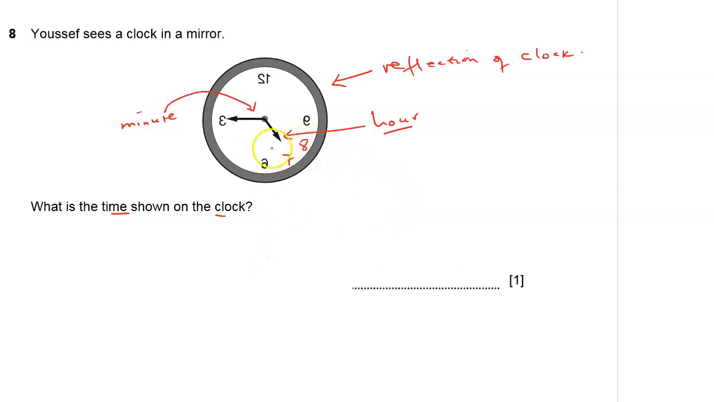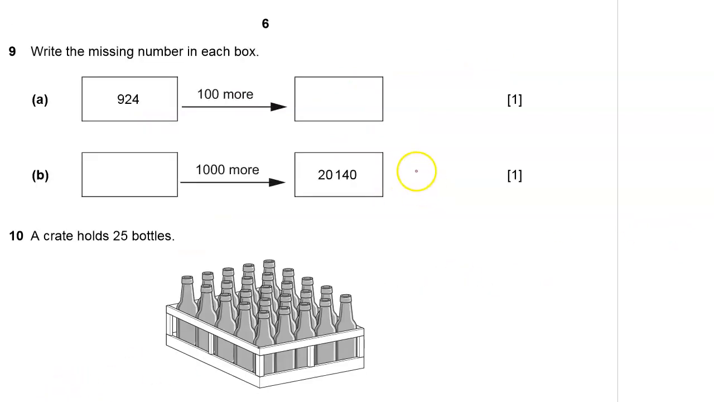So the time should be 7, whether AM or PM. Then the minutes, when the minute hand is on the 3, is 15. So this is supposed to be 7:15. Question number 9. Write the missing number in each box.